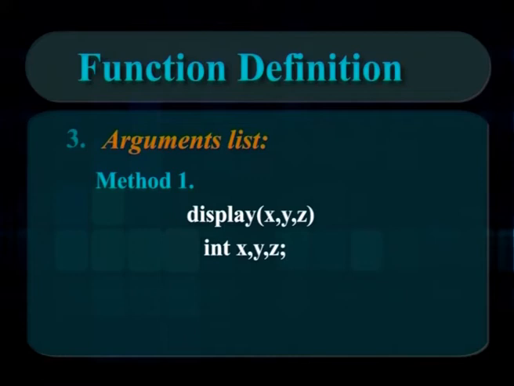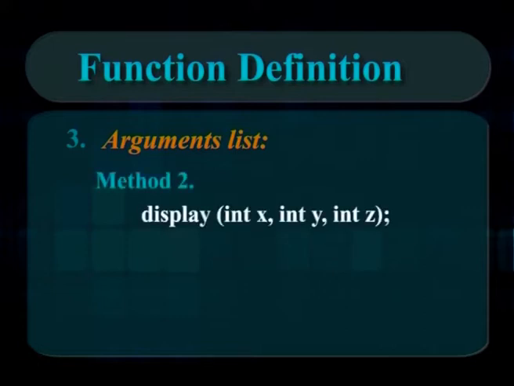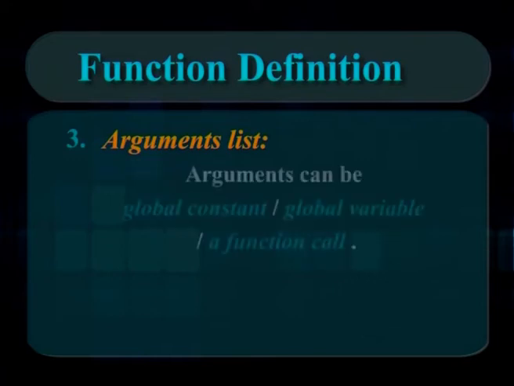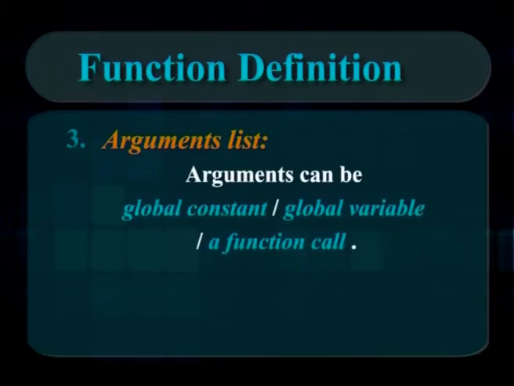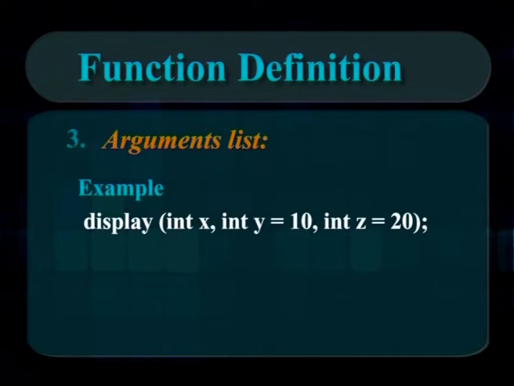First, in this method, arguments are declared within the function but their type is declared separately. Or in the method shown on the screen, here arguments are declared along with their type within the function. Arguments can be global constant, global variable or a function call. Let's take another example. In this example, argument x is variable while argument y and z are initialized. Such type of declaration is helpful when a function is called with default argument.